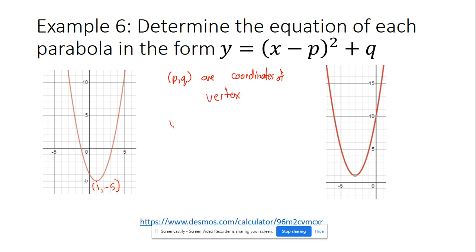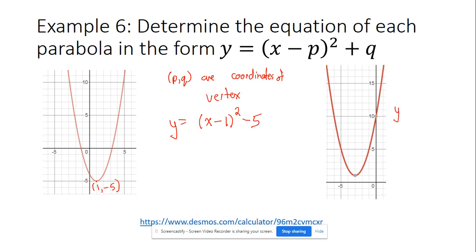In this case, now I think it's a little bit confusing here. Is this x minus p? Well, in this case, my p value is 1. So it's going to be (x - 1)². My q value is -5. Okay, so it's going to be plus -5, which is saying the same thing as -5. So it's going to be y = (x - 1)² - 5, and it's going to translate my graph 1 to the right, 5 down, still opening up.